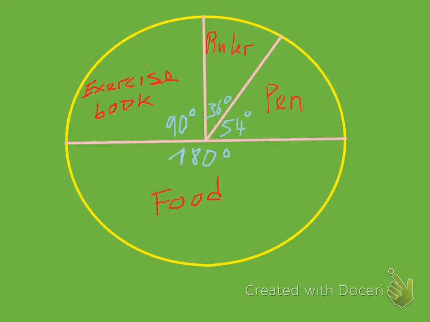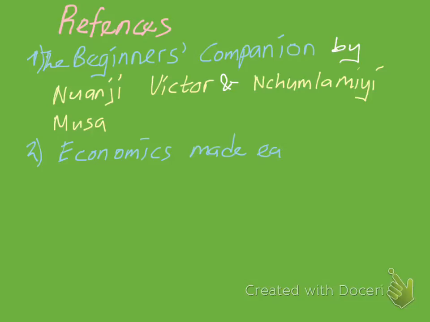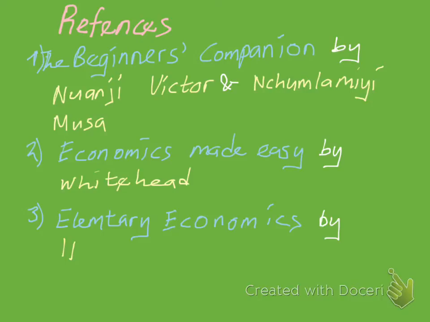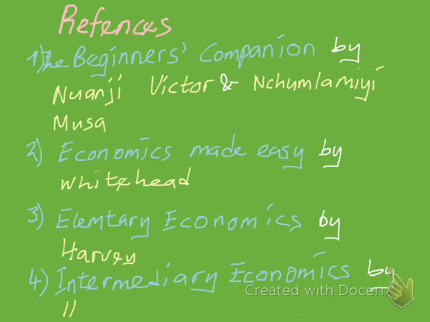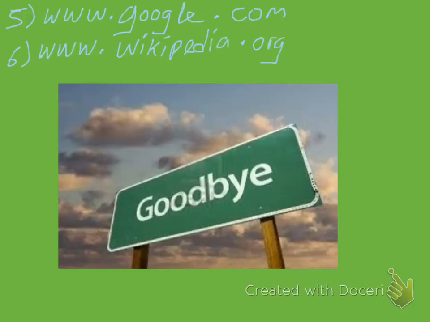If you didn't understand, or if you want to read more on this, you can follow the following references. Go further and read. This is important. This book, The Beginner's Companion by Nwanji Victor and Tumlami Musa. Economics Made Easy by Whitehead. Elementary Economics by Harvey, and Intermediary Economics by Harvey. These books will give you more information on what I've just spoken about. Either of them. You can go to the internet and Google this, or go to wikipedia.org.